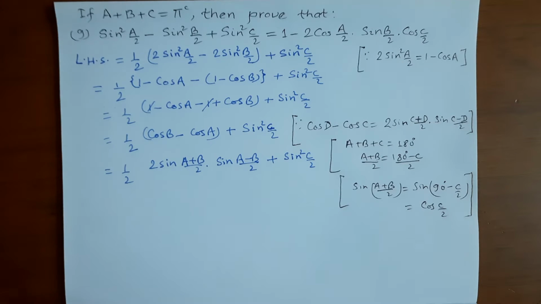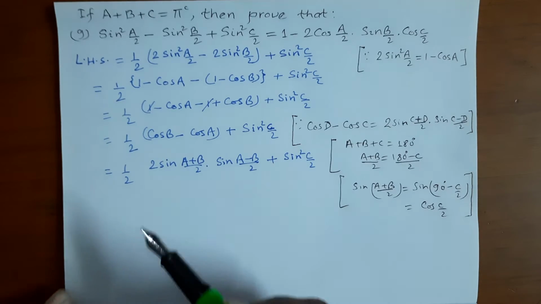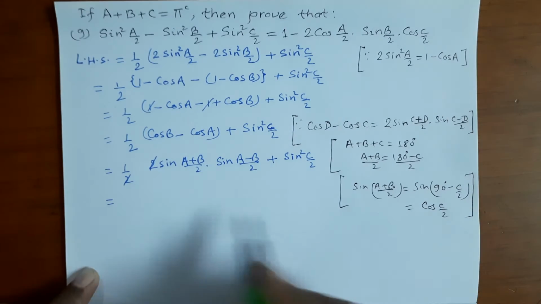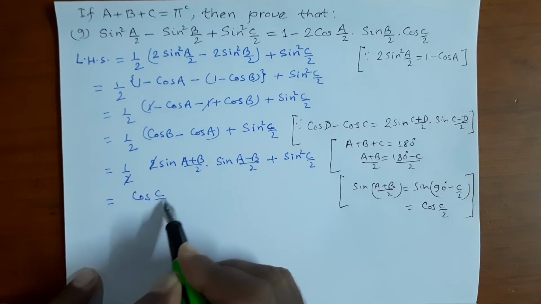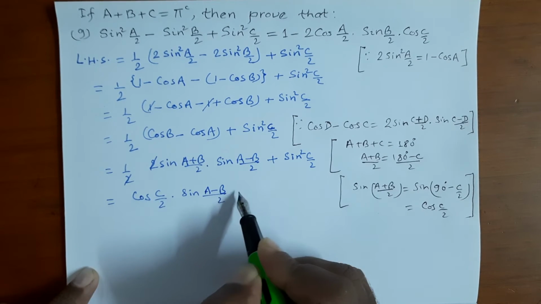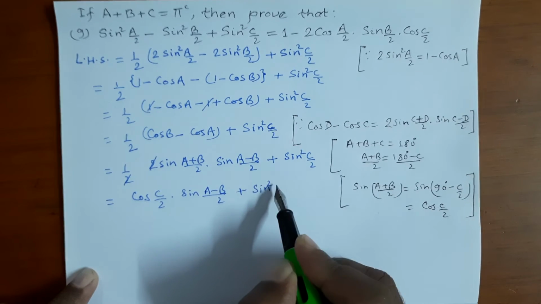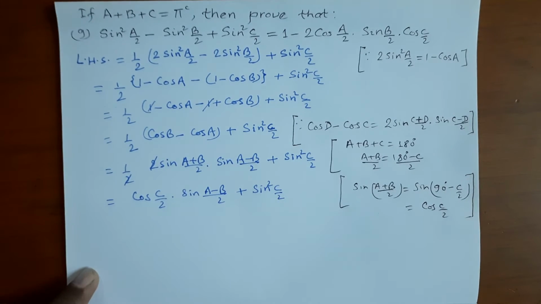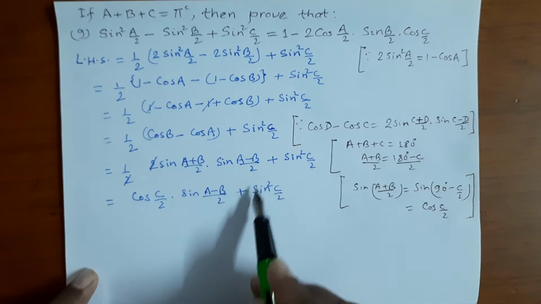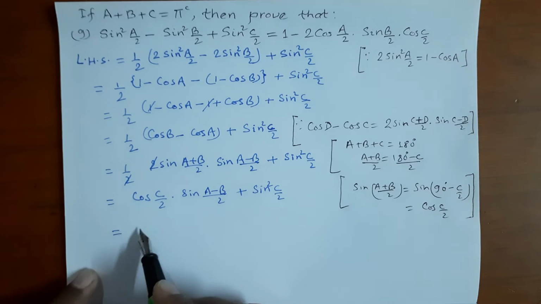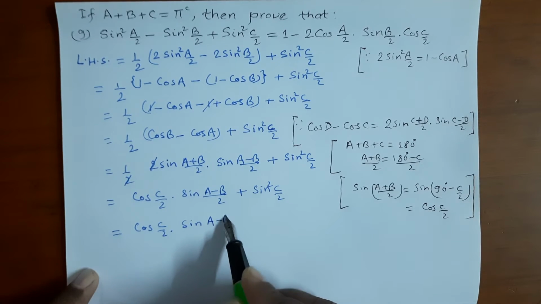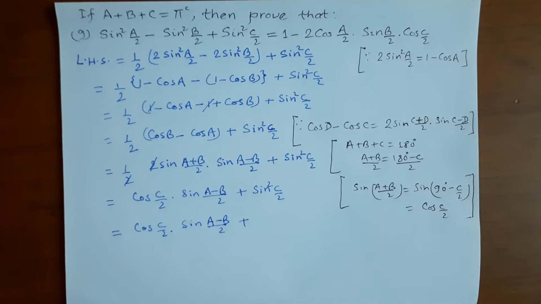Okay, now this 2 and 2 can be cancelled, and so we can add sine (a plus b)/2 equals cos(c/2). Here we have sine (a minus b)/2 plus sine square c/2. Now here is cos(c/2), here is sine square c/2. A common factor can't be taken out, so we can change this. Here we have cos(c/2) sine (a minus b)/2 plus sine square c/2.